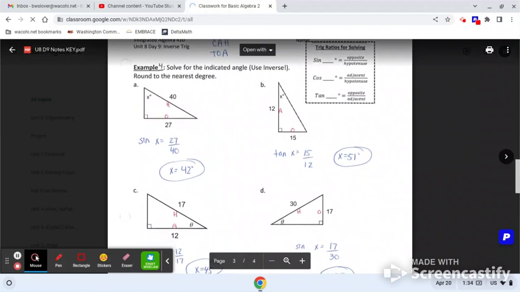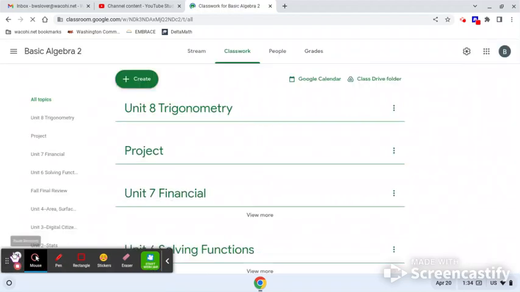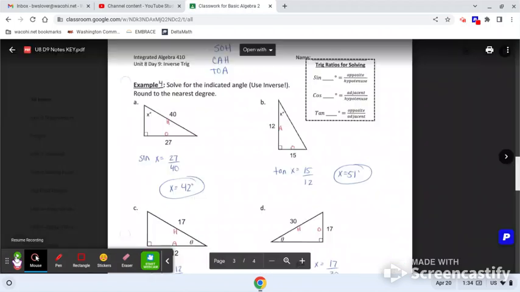So example 4. So sorry about that. I don't know what happened. And I don't know how to go back and fix it. So we're just going to move on.